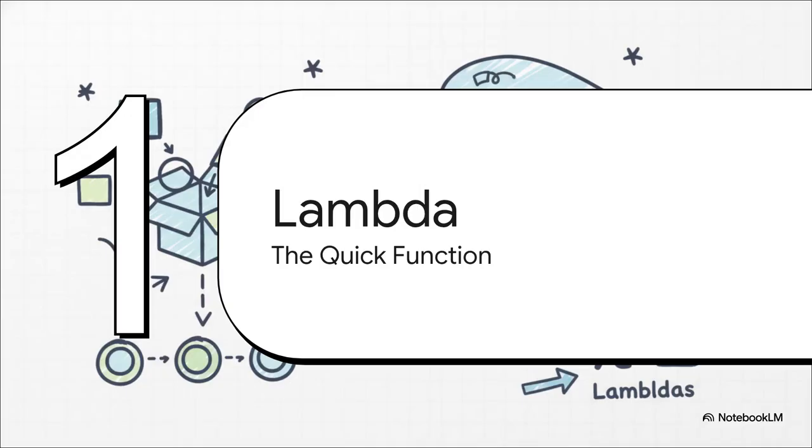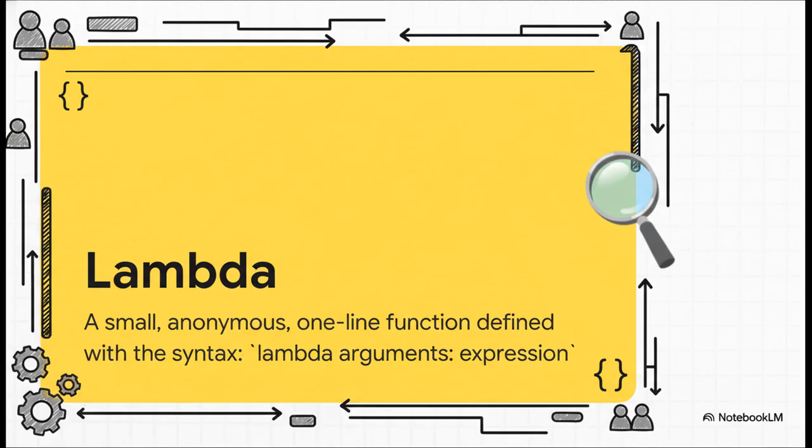All right, time for our final power-up, the lambda function. This is your go-to tool for writing quick, single-line functions right where you need them. If you work with data at all, you are going to see these everywhere because they are just so convenient. So what is it? A lambda is just a small, anonymous, one-line function. Anonymous just means it doesn't have a name like a normal function defined with def. The syntax is really simple. You have the keyword lambda, followed by whatever arguments you need, a colon, and then a single expression. The result of that expression is what the function returns.